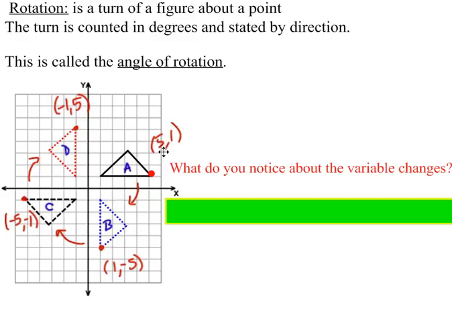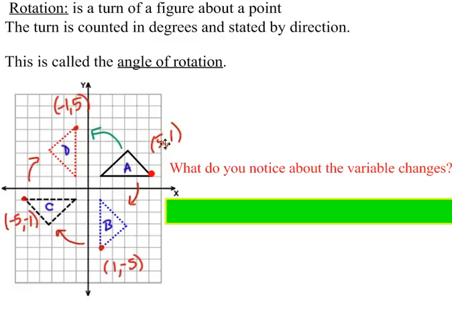The 5 that was in the X spot went to the Y spot, and it became negative. So doing a 90-degree rotation clockwise will make that occur. What if I decided to go 90 degrees counterclockwise? What if I went that direction?